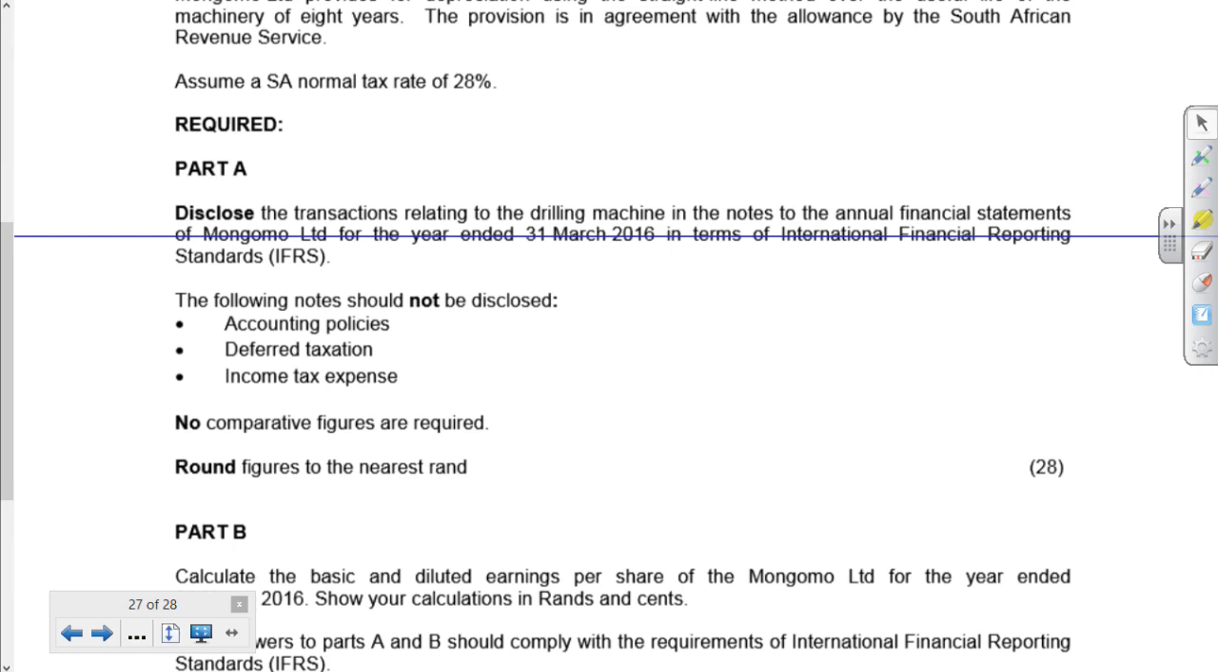Next week, we're going to do dividends per share. We're going to do headline earnings per share, which I told you about in the first lecture, HEPS it's called. And then we're going to practice a past exam question paper.